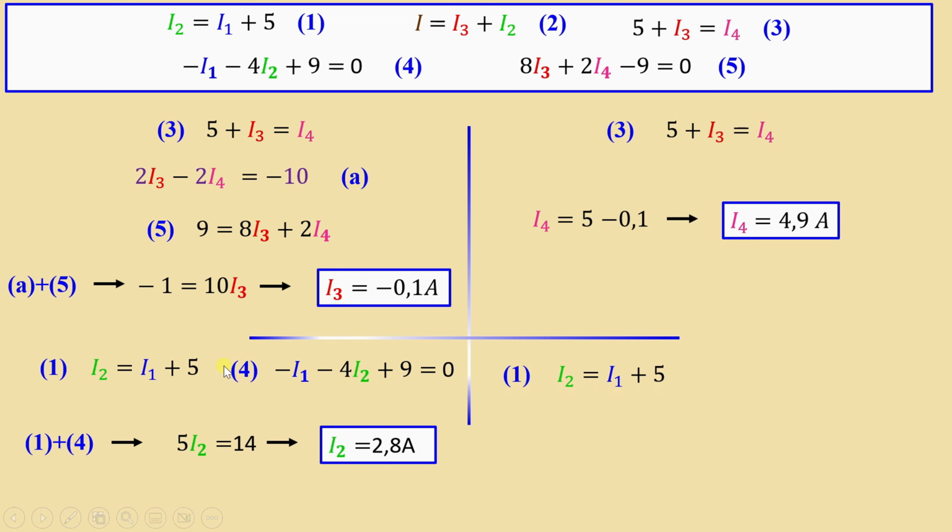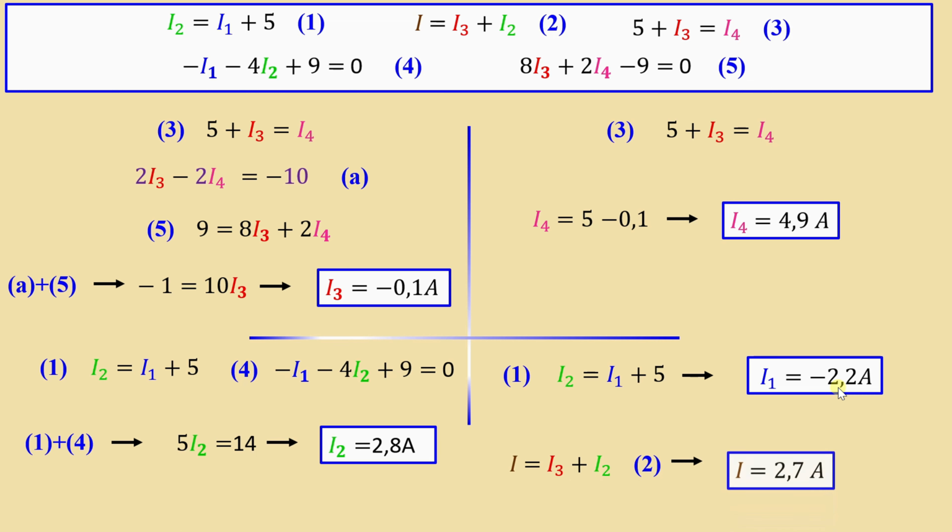We go now to equation 1. We have I2 is equal to I1 plus 5. We already found I2. We can easily calculate I1, which is equal to negative 2.2 amps. Finally, we have I is equal to I2 plus I3. That means I3 is negative 0.1 amps and I2 is 2.8 amps. We obtain I is 2.7 amps.